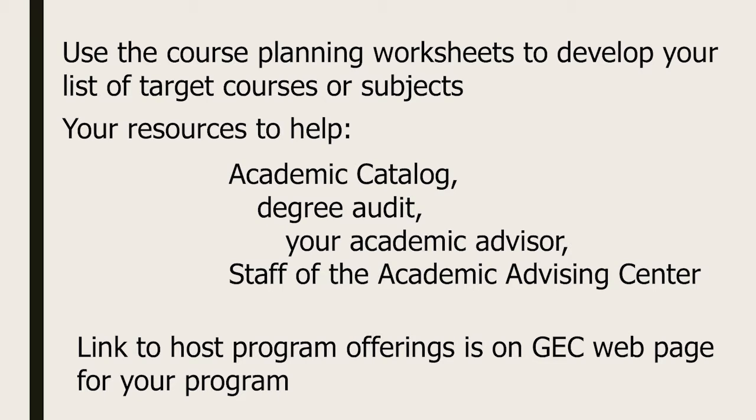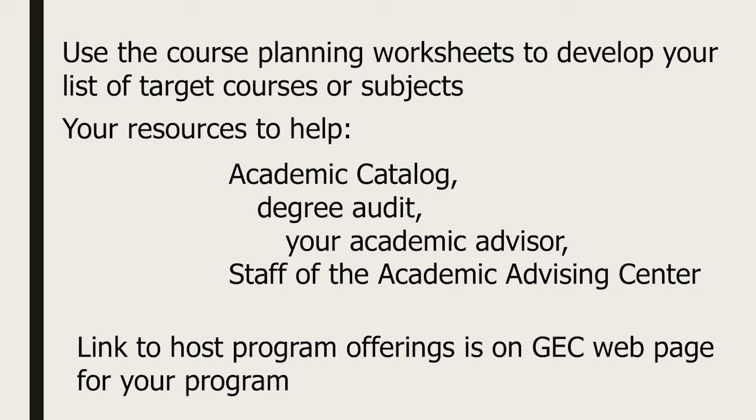So on the Elon side, it's the same resources you work with all the time for your registration planning: your degree audit, the academic catalog, your academic advisor, and then also the staff at the Academic Advising Center is always available to help you think through those what-if scenarios, or maybe you're trying to decide whether you can add a minor or add a major with your study abroad. The staff in the Academic Support Center can help you think that through and plan through that if you're not sure if that would all fit in.